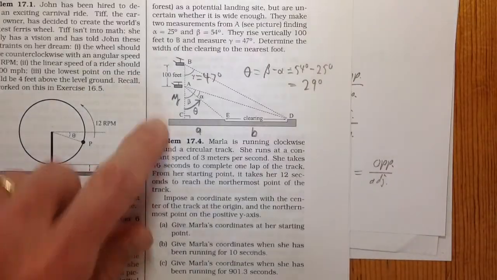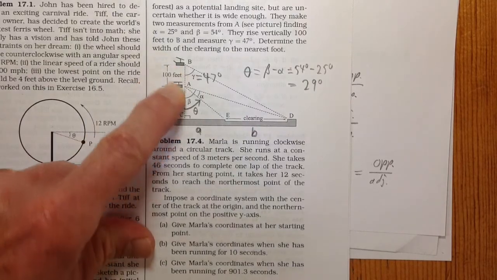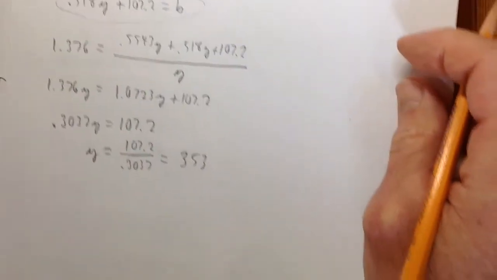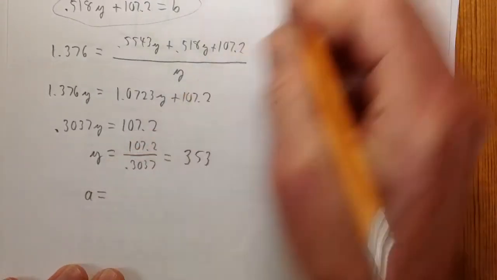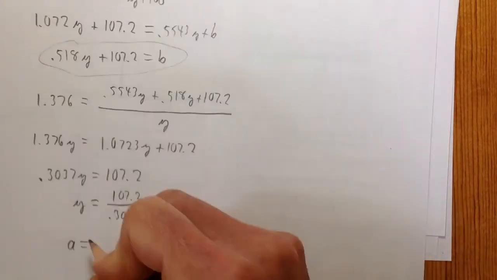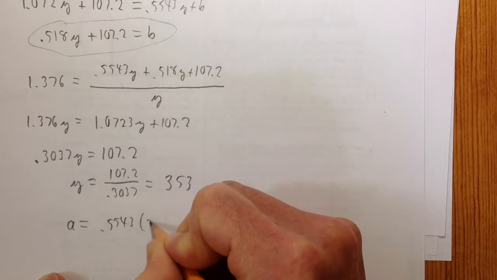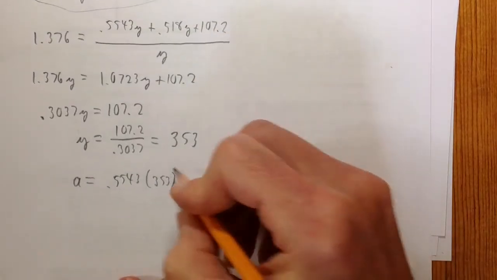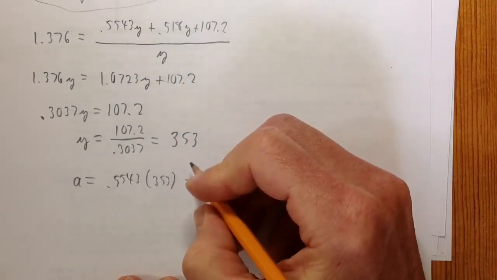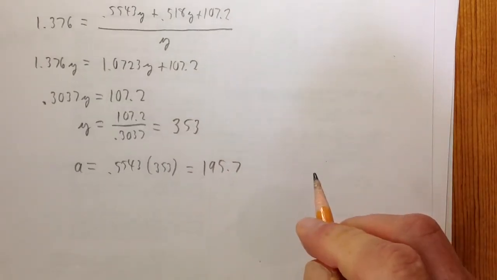That's how high the helicopter was above the air. If we go back to our picture, the helicopter was 353 feet above the air, then went up an additional 100 feet. Okay, so we figured that out. So now we know how high the helicopter was, and now we can figure out the other ones. A is 0.5543y, right, from this formula. So that's 0.5543 times 353, which is 195.6, let's say 195.7, something like that.